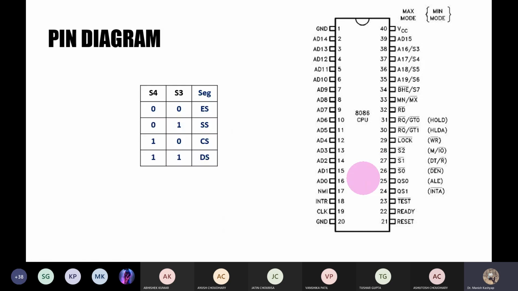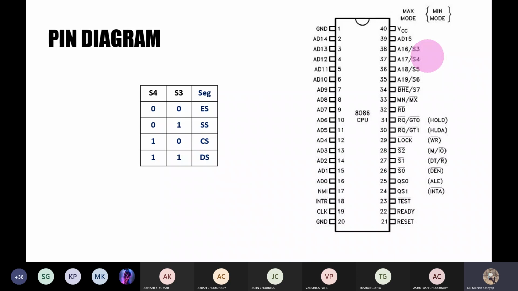Now let me come to the discussion of the status pins S3 and S4. The meaning of S3 and S4 is this: if the value is 00, it denotes that the extra segment from the memory is getting used currently. If the value is 01, you are using the stack segment currently. If the value is 10, you are using the code segment, and for 11, you are using the data segment. So these status pins S3 and S4 are necessary.